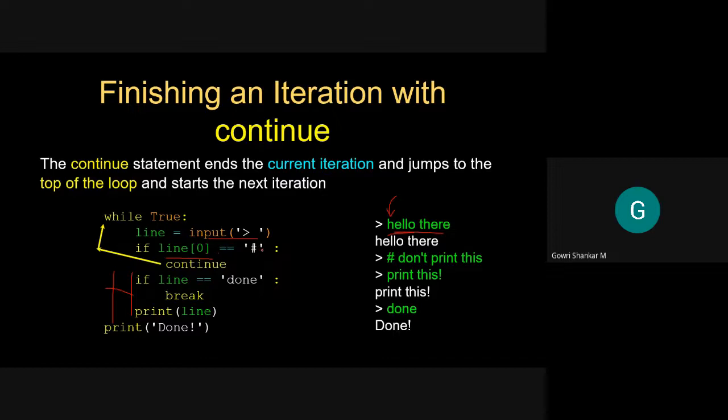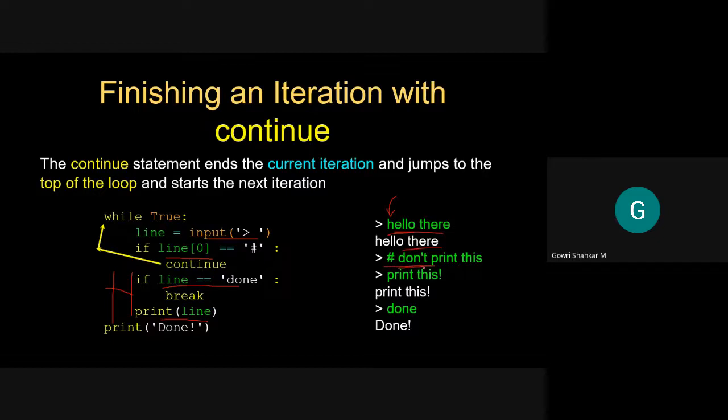So whether h is equal to hash, no. Okay, it is not equal to hash. So it will not go inside, it will come to here. Again, it is not done, so it will not go into break, it will go on and print that line. So we are getting hello there. And suppose now the next iteration of this is again while true, getting the input from the user. Now we are pressing a hash here, right?